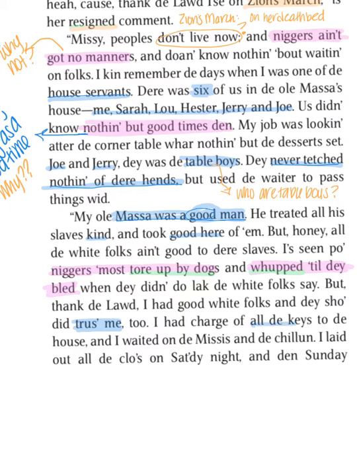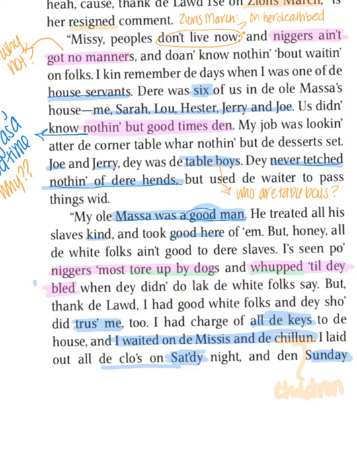"I had charge of all the keys to the house, and I waited on Mrs. and the chillin'." Oh, this tells us what her job is. This is another key detail. I waited on the Mrs. and the chillin', or children here. If you didn't understand this and you had underlined this orange, you were like, what are chillin'? That's children. "I laid out all the chores on Saturday night, and then Sunday." Saturday, she lays out the clothes, and then Sunday, days of the week are important details.